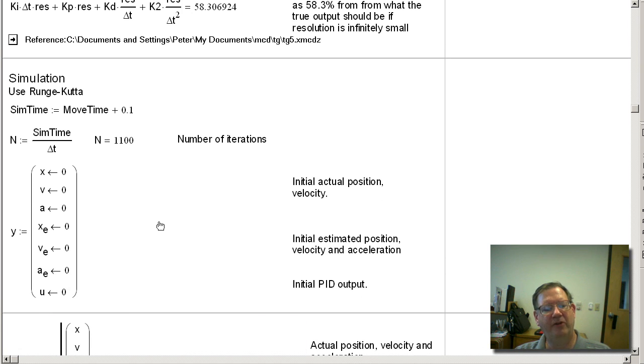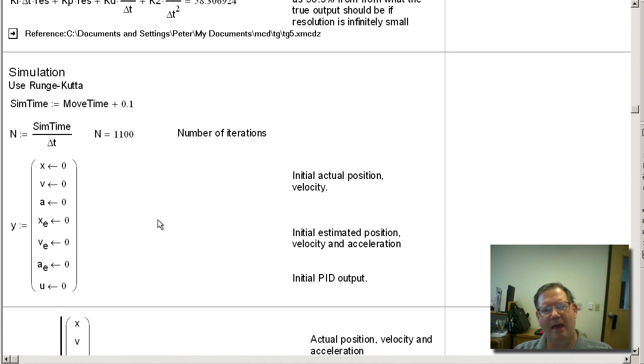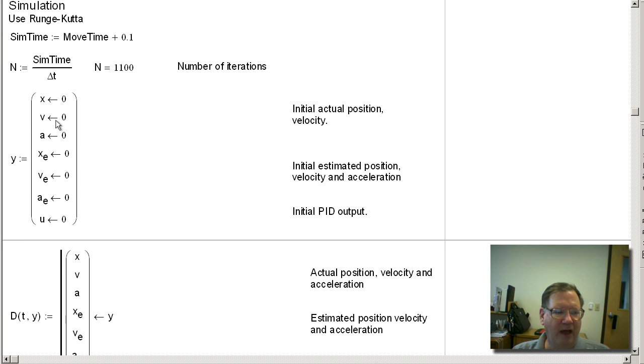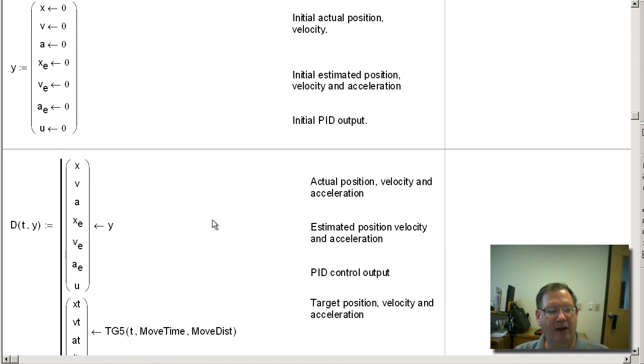So I'm going to do a simulation. I'm going to use Runge-Kutta and differential equations. The reason why I want to do that is because, again, when you start using matrices, the numbers and the meaning of what's going on get lost once you start doing the array manipulation. To start with, I'm going to have two sets of numbers. I have my actual values here: actual position, velocity, and acceleration. Then I have my estimated position, velocity, and acceleration, and my initial PID or controller output.